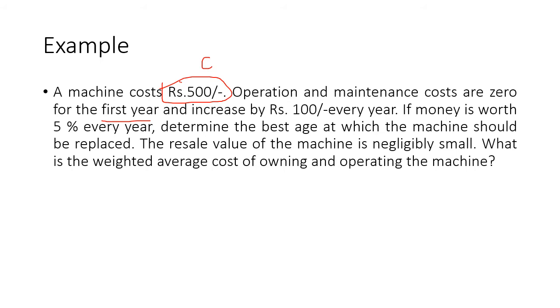So that means they have given a way of formulating or calculating the running costs for the upcoming years. So in the first year, the operation and maintenance cost is 0. The second year, the operation and maintenance cost increases by 100. Third year, it will be 200. Fourth year, 300, and so on. So this will be our column of R subscript R.